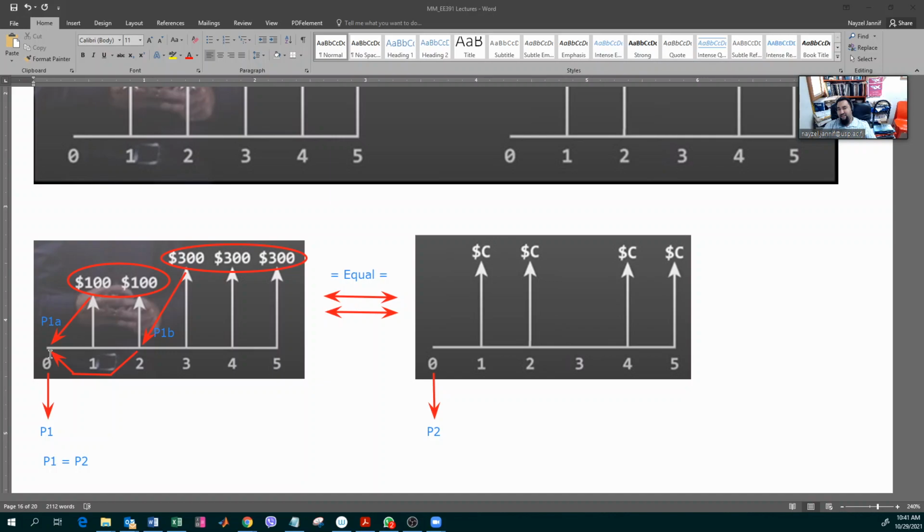So that's P1C. I'm just giving different names. Okay, let's do the left hand side and then we'll come back to the right hand side. Let's forget about the right hand side for now.